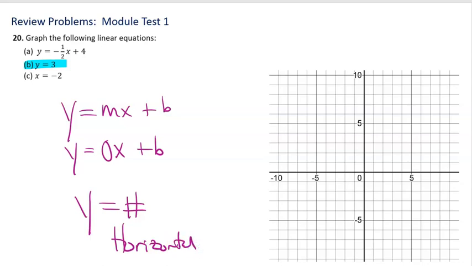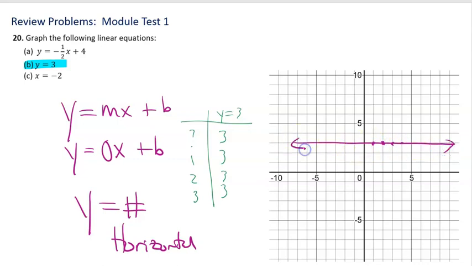Another way to approach it is if you were to do a t-table. Since y is 3, no matter what you plug in for x, y is 3. Now, since there's no place to plug in x, x can be any number you want, like 1, 2, 3, 4, 5, 6. That will also give you that horizontal line that we're talking about at 3. So, for instance, (1, 3), (2, 3), (3, 3), (4, 3). See, there's that horizontal line.